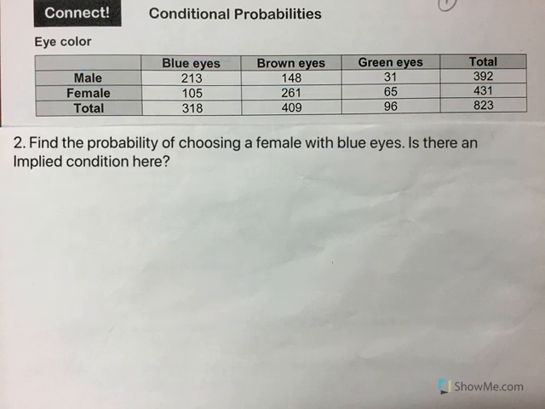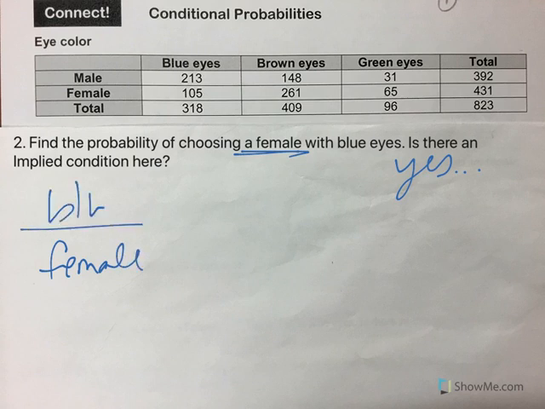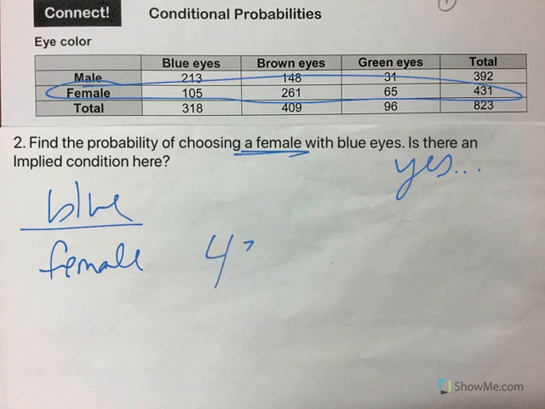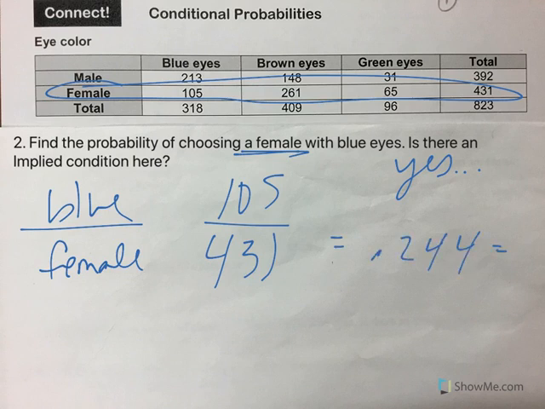Number 2, find the probability of choosing a female with blue eyes. Is there an implied condition here? I say yes. Because you're choosing a female who happens to have blue eyes. So the condition would be you're looking at females, probability of choosing a female who has blue eyes. So we're only looking at the female population here. So 431, and the blue eyes would be 105, giving us 0.244 or 24.4%.